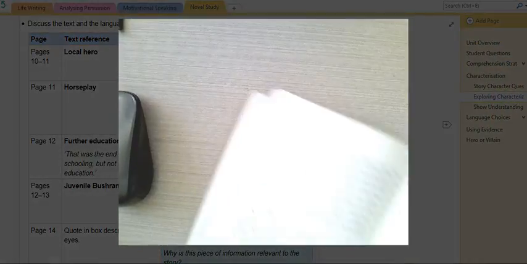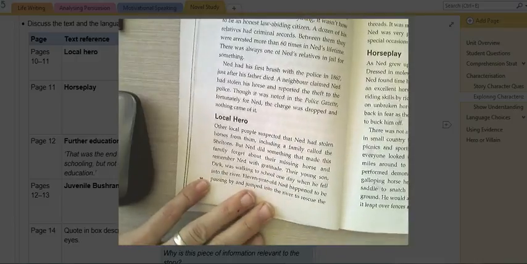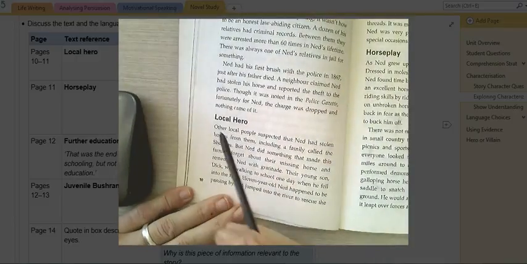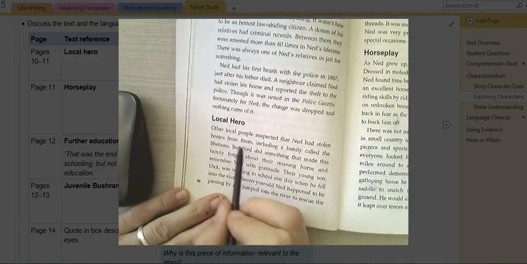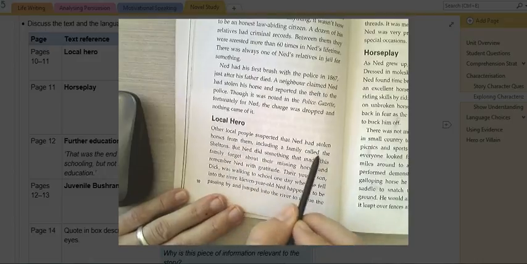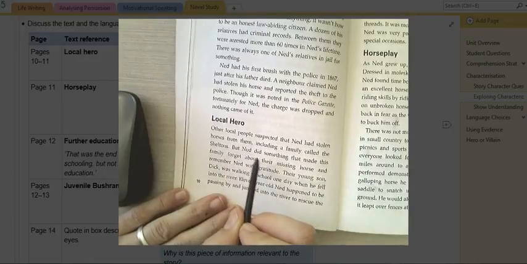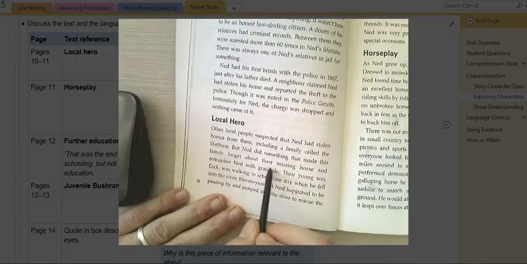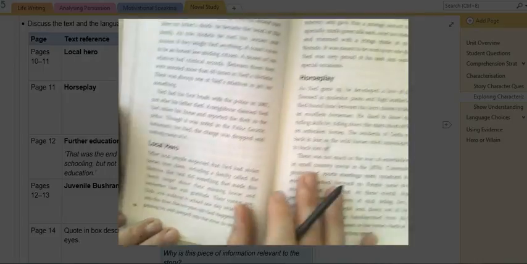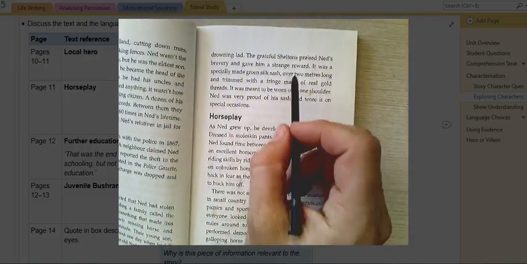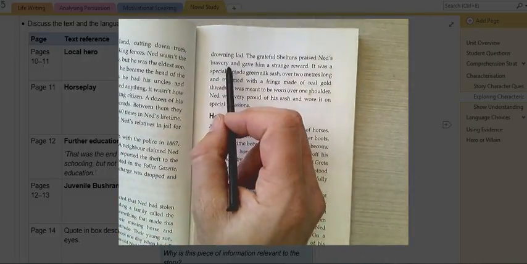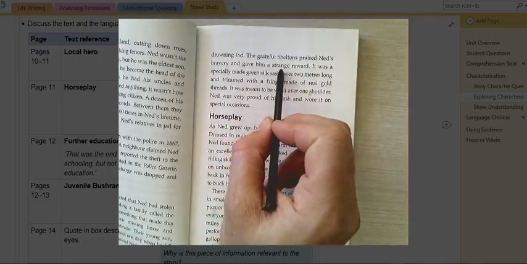So using local hero as our first example. Other local people suspected that Ned had stolen horses from them, including a family called the Sheltons. But Ned did something that made this family forget about their missing horse and remember Ned with gratitude. Their young son Dick was walking to school one day when he fell into the river. 11-year-old Ned happened to be passing by and jumped into the river to rescue the drowning lad. The grateful Sheltons praised Ned's bravery, keyword there, and gave him a strange reward.